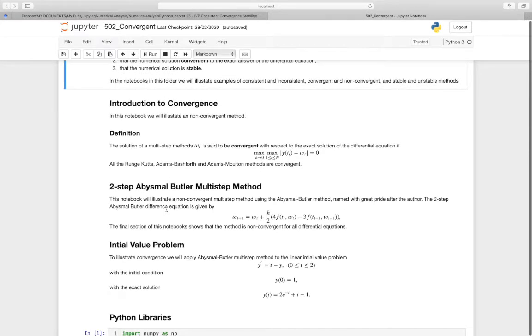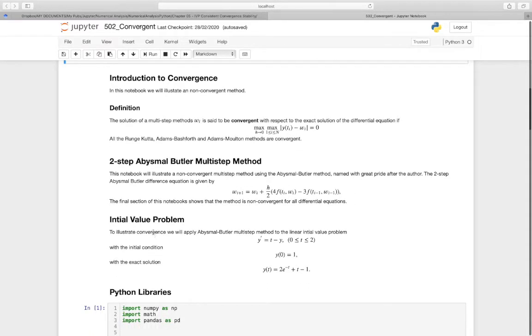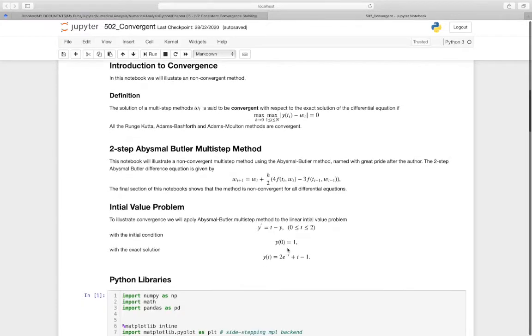So like in the previous video, I'll introduce the Adams-Bashforth method because it's not convergent. It wasn't consistent, and that's why it's not convergent. But it's a nice illustration. Once again, the two-step Adams-Bashforth difference equation is given by w_{i+1} is equal to w_i plus h divided by 2 times f(t_i, y_i). And as before, the exact same differential equation, y' is equal to t minus y.